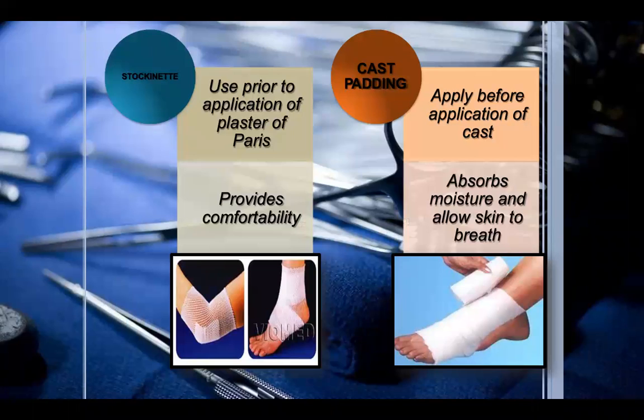Then cast padding. Applied before application of the cast, it absorbs moisture and allows the skin to breathe. Sometimes it has to be applied under the POP, and sometimes over the POP. Sometimes it is used where plaster of Paris is not applied. So these are the cast padding.